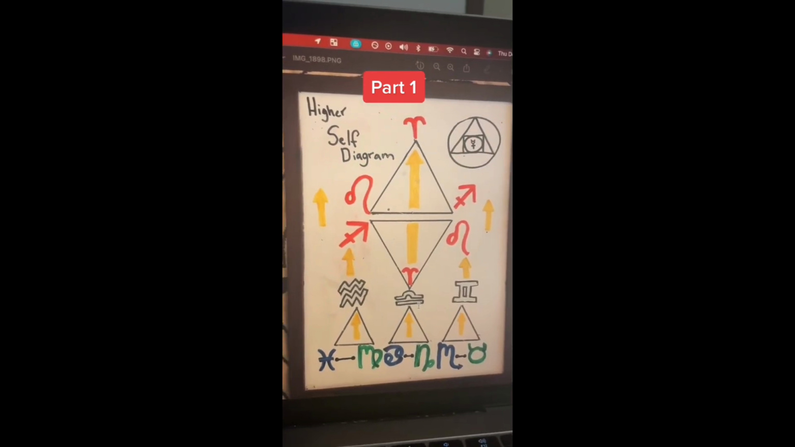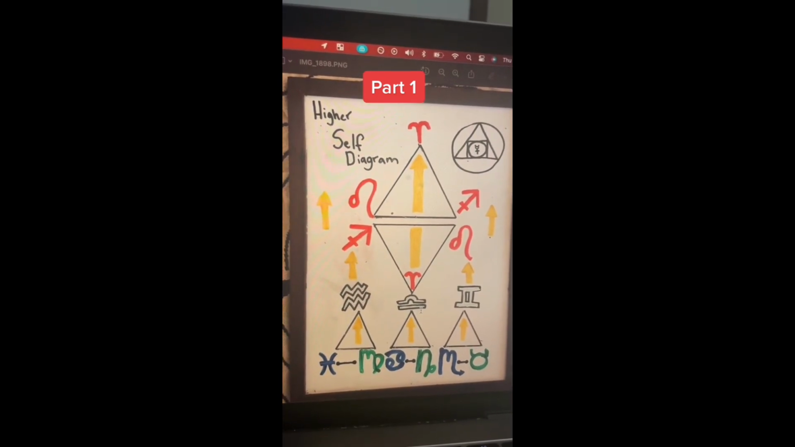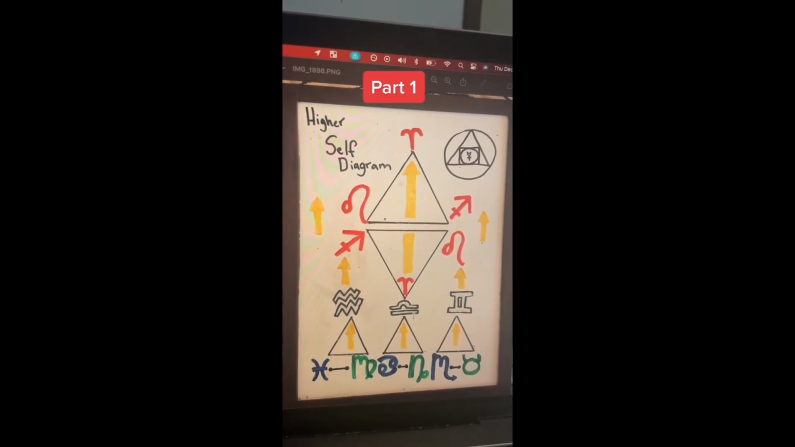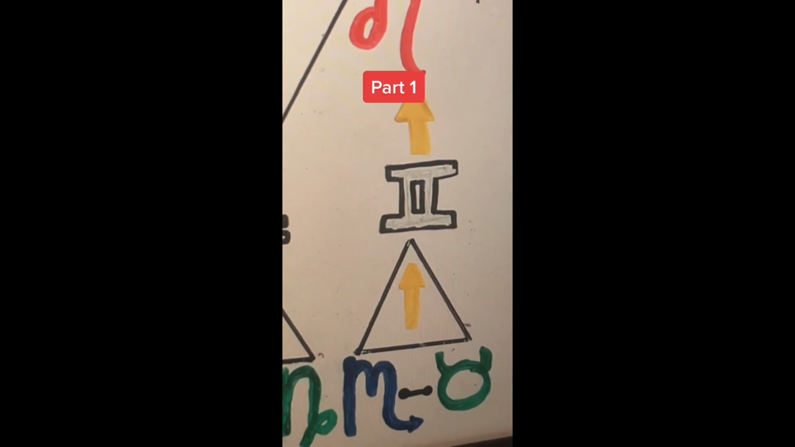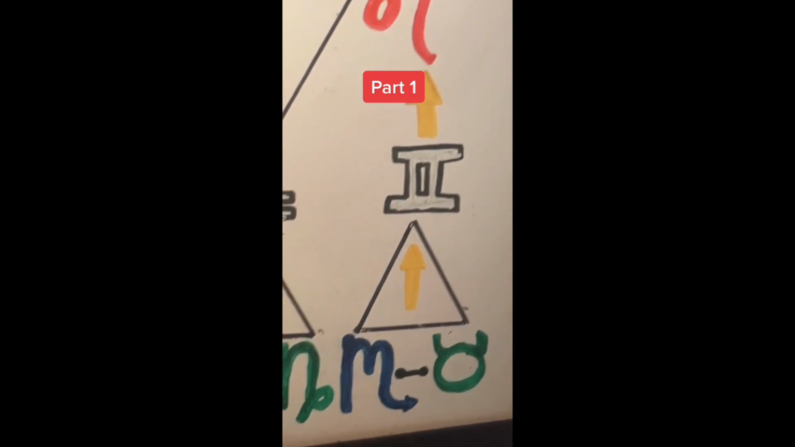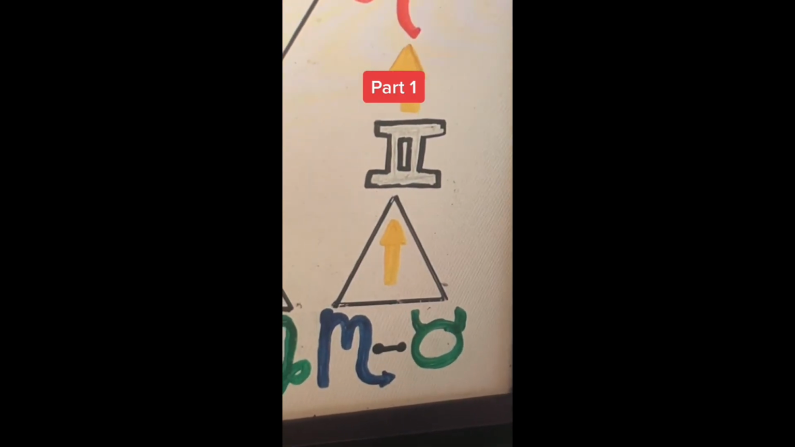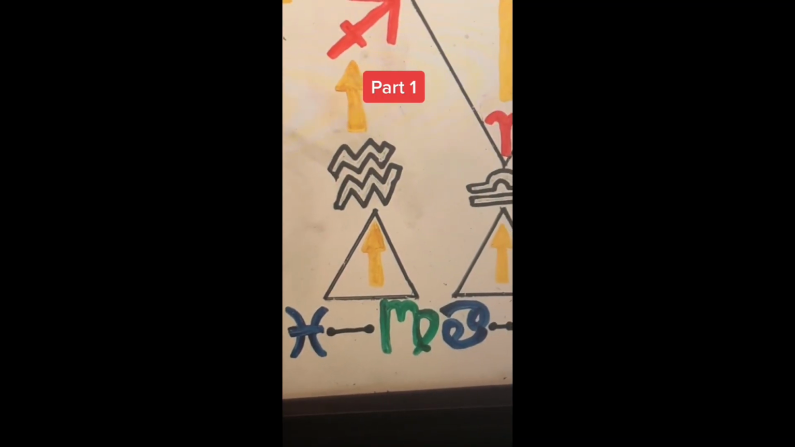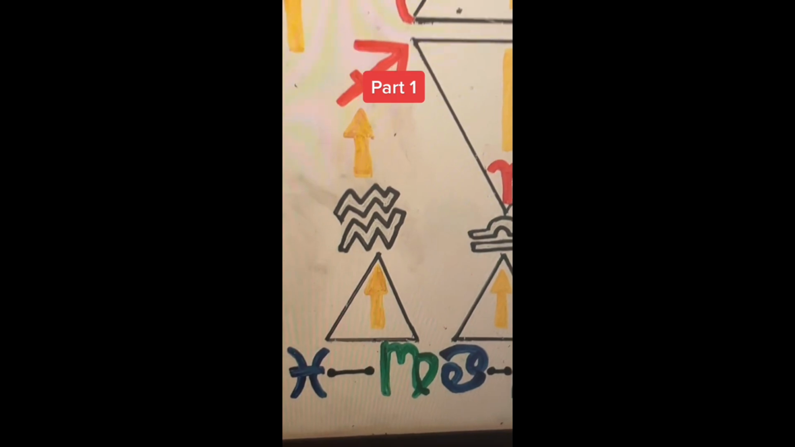Now, if we map that all out visually, this is what it looks like. So we just did Scorpio, and as you can see, the higher self is Gemini. And something interesting to mention, any opposition, like Scorpio and Taurus, we just did Scorpio and Taurus, both have the same higher self. So Cancer, Capricorn have the same higher self, Libra. Pisces, Virgo have the same higher self, Aquarius.